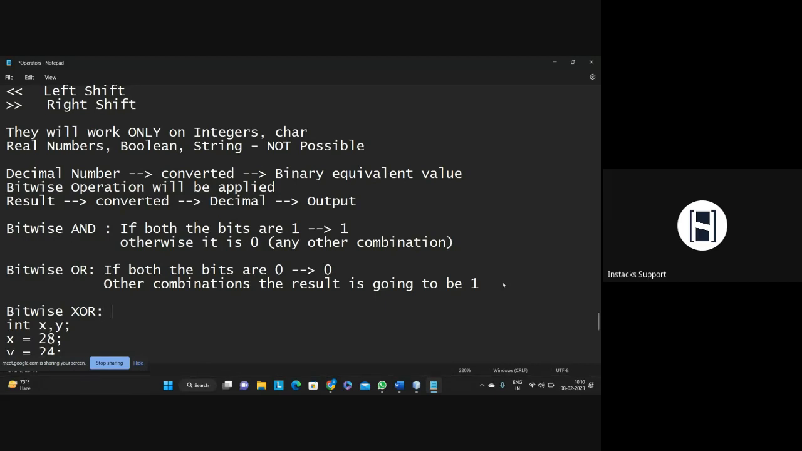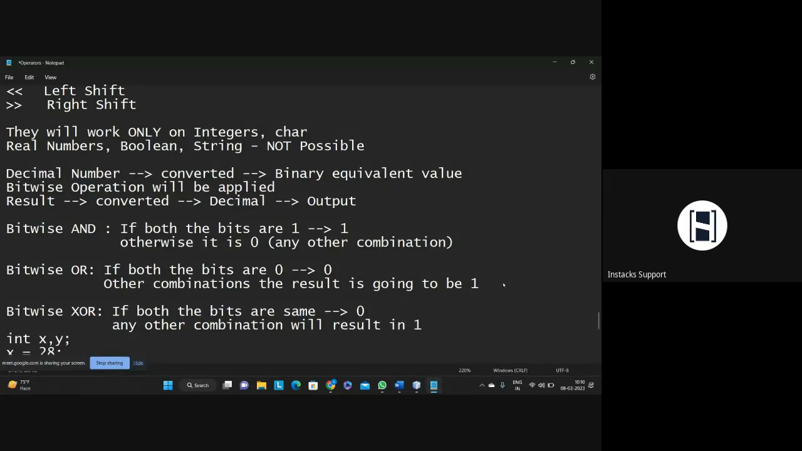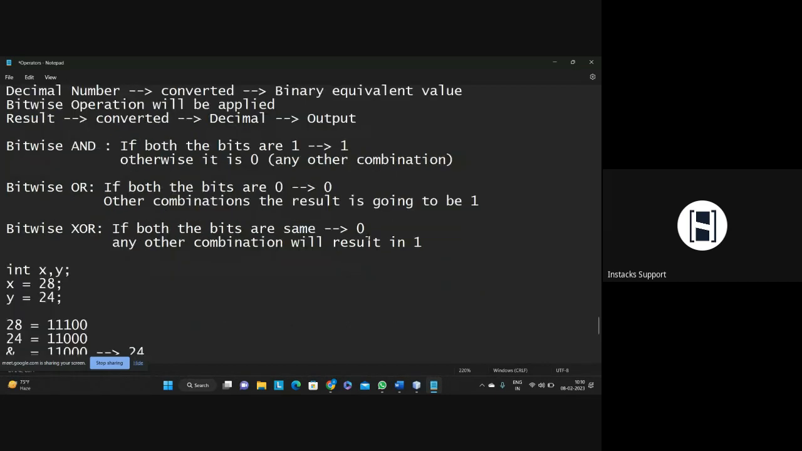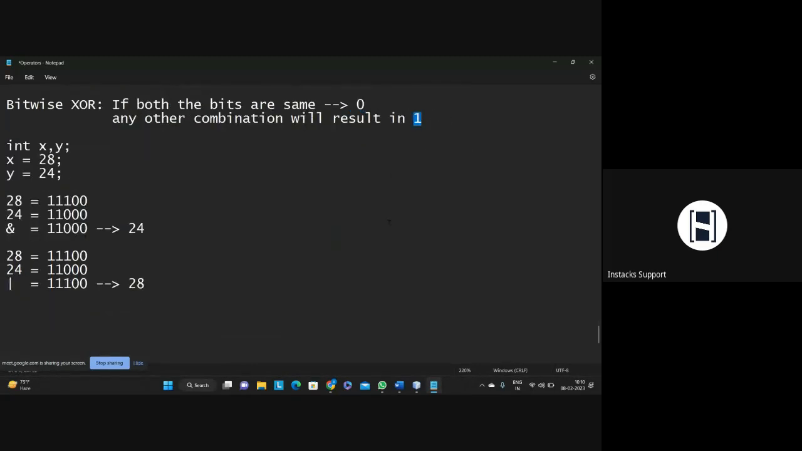So, the bitwise XOR operator. If both the bits are same, it is 0. If the bits are different, so any other combination, will result in 1. What I'm saying is, if both the bits are same, like 1, 1 or 0, 0, it is going to give me 0. Otherwise, it is going to give me 1.